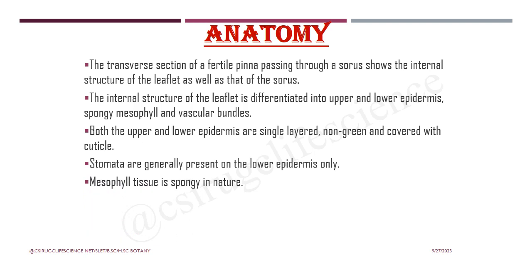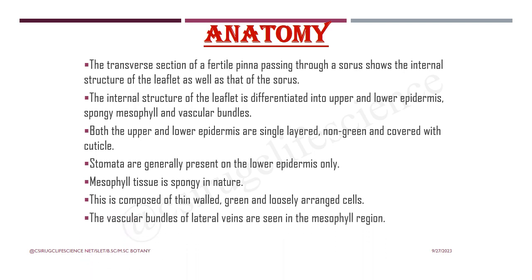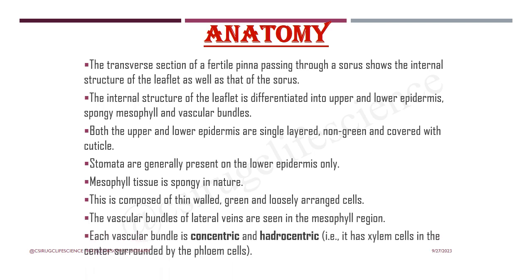Mesophyll tissue is spongy in nature. This is composed of thin-walled, green and loosely arranged cells. The vascular bundles of lateral veins are seen in the mesophyll region. Each vascular bundle is concentric and amphicribral. It has xylem cells in the center, which are surrounded by the phloem cells.